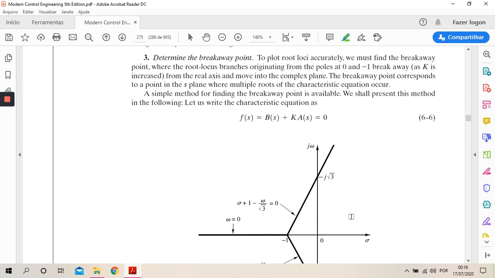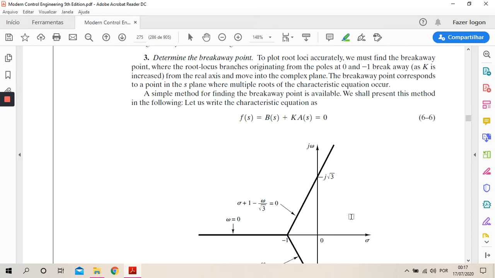Okay, let's continue. Let's talk about the breakaway point. Step number 3, the breakaway point. This is a very interesting part because the breakaway point is the point of largest gain in the real axis. When the derivative of the gain with respect to s is equal to 0, a point of maximum, then we have a breakaway point.